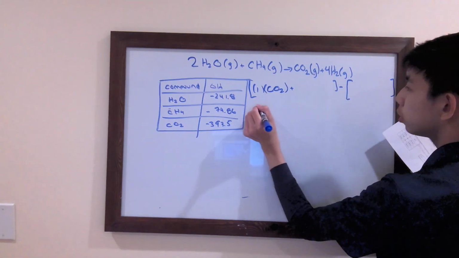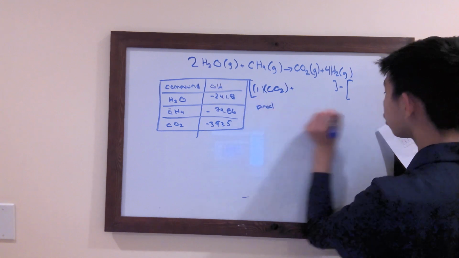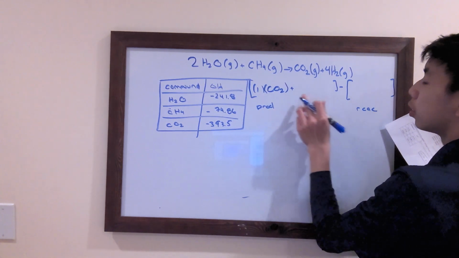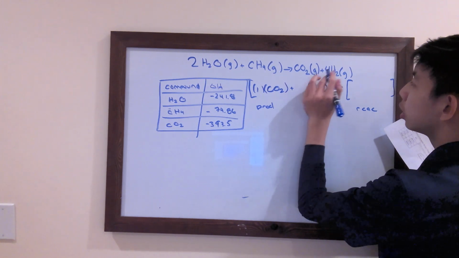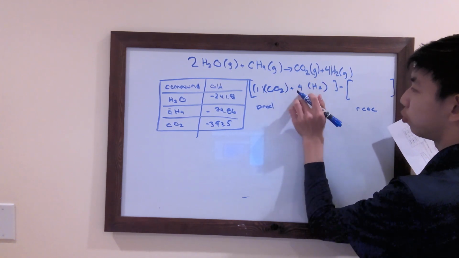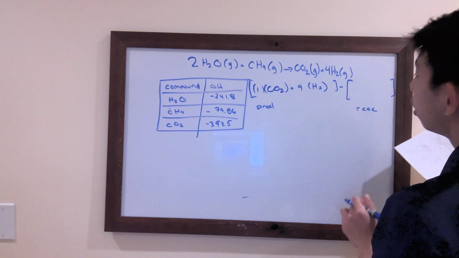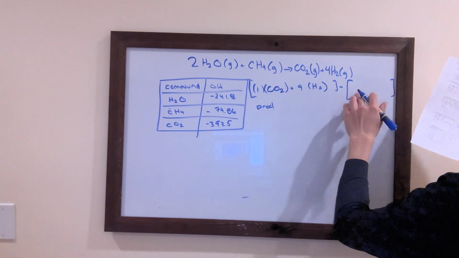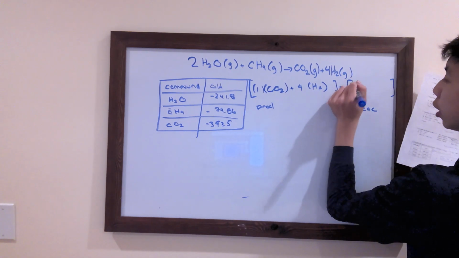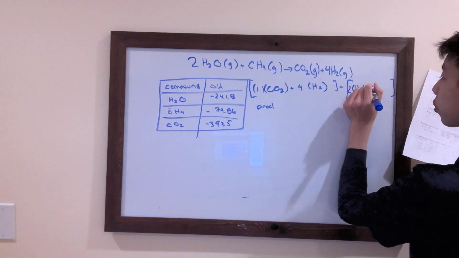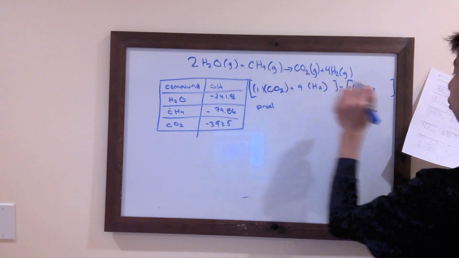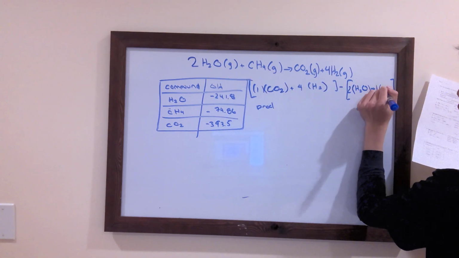the products, H2, whatever H2 is, times 4, because the coefficient is 4, you always draw on the coefficient. And for the reactants, it's going to be 2, the coefficient of 2 for H2O, plus the coefficient of 1 for CH4, which is 1.